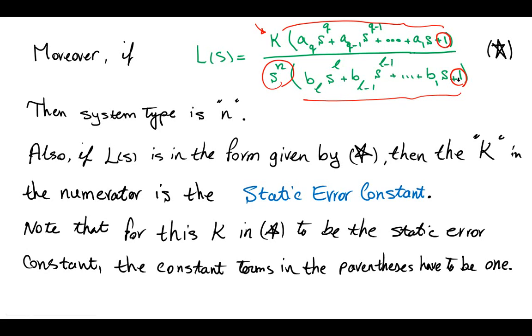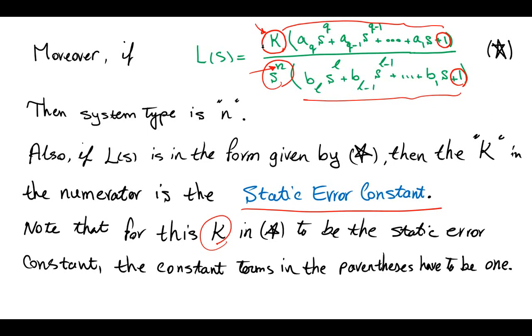If you make these guys 1, then whatever you end up with in here, this k, will be the static error constant of the system. And of course, this n will be the system type. So note that for this k in the star equation to be the static error constant, the constant terms in the parentheses have to be 1. So we make them 1. Whatever number we end up with in here will be k.